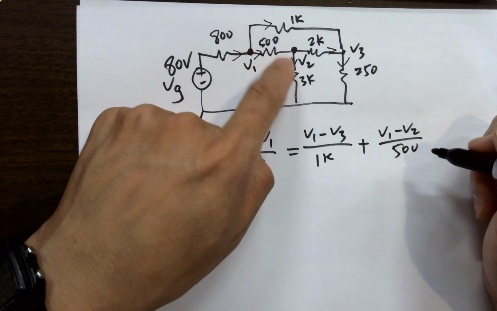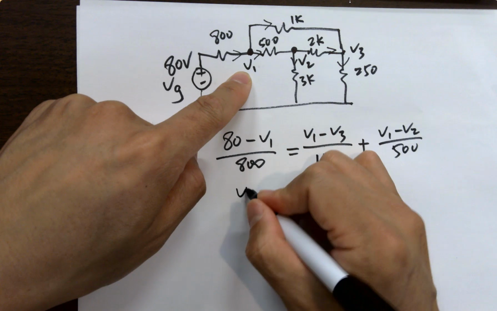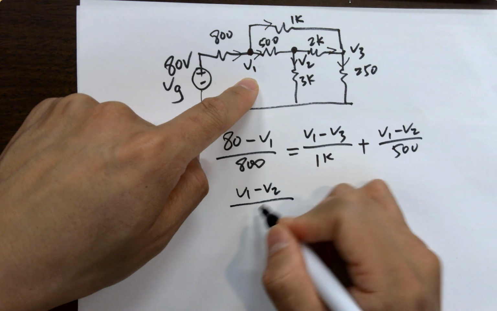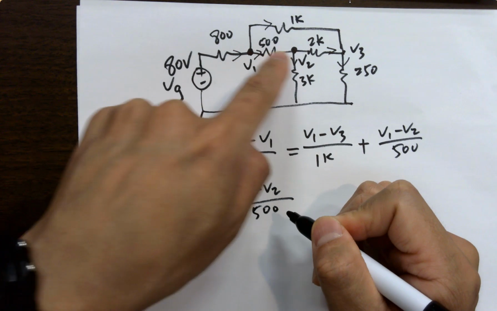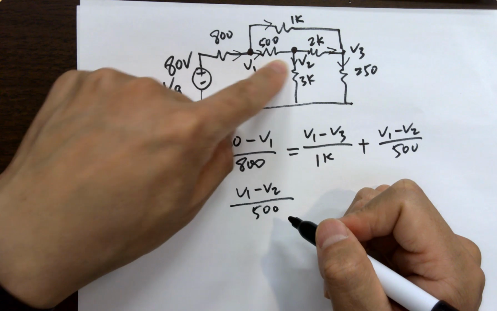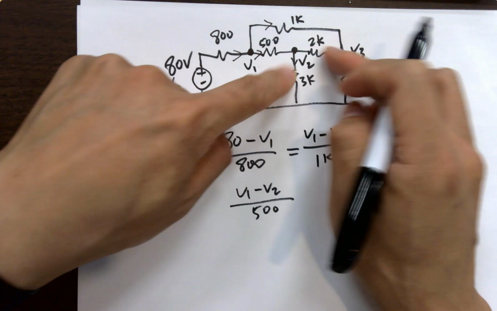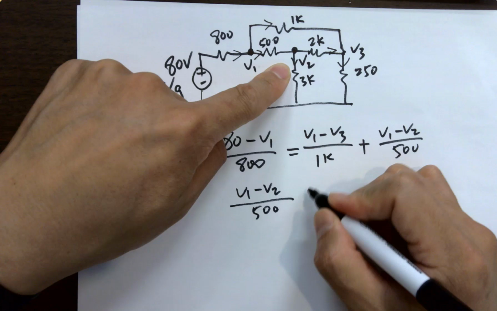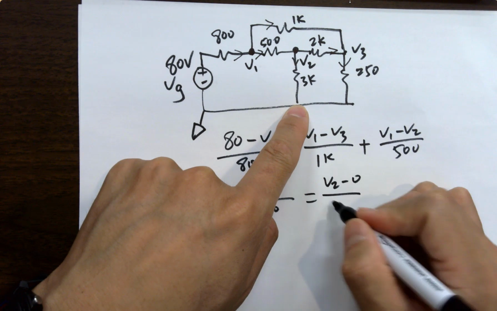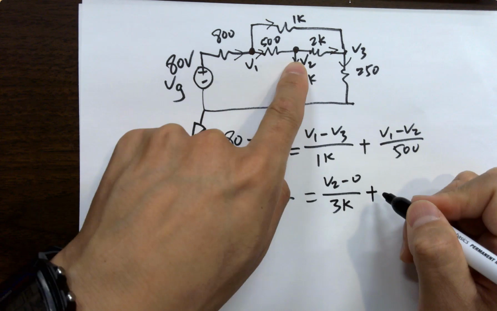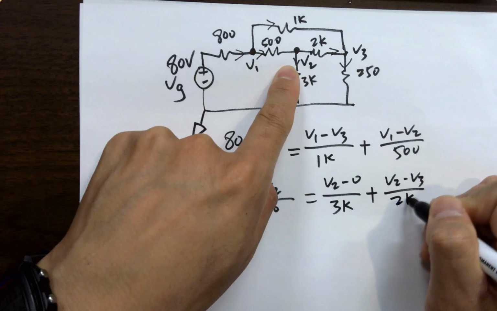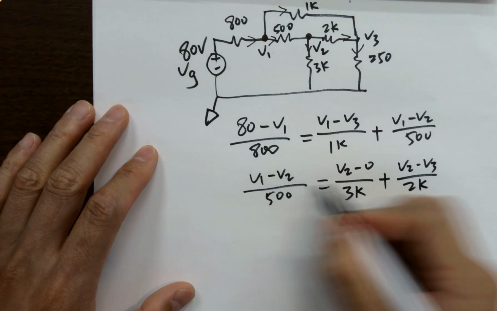The second comes here, which is V1 minus V2 over 500, the current flowing in, and there are two currents flowing out. Current in equals current out, which is V2 minus 0, ground here, divided by 3K, plus V2 minus V3 over 2K. That's the second node voltage equation.